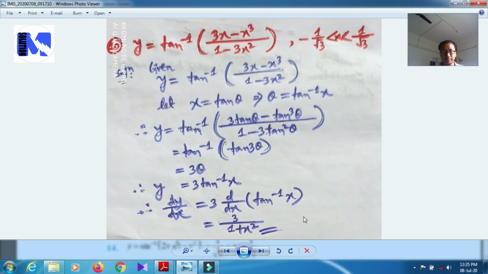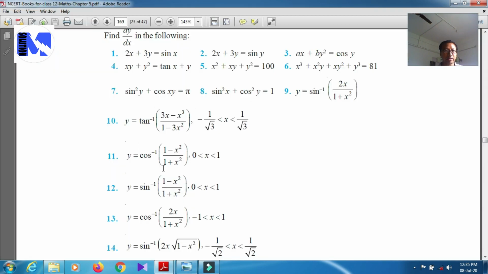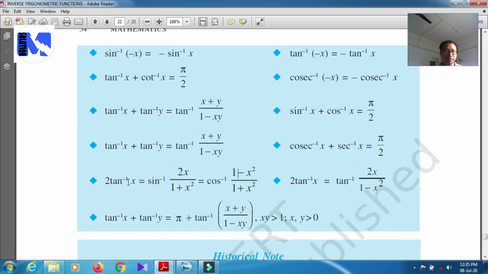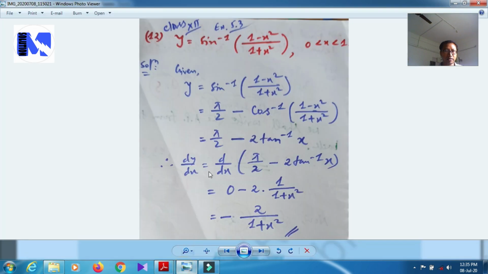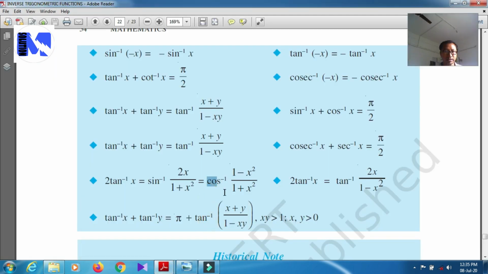Okay, very simple. Next, question number 12. Question number 11 I did not do. We have the formula: cos inverse of this part is equal to 2 tan inverse of x. It is not sin inverse. But the question has this part as sine inverse, and in the identity it is cos inverse. Then we cannot write sine inverse of that part as 2 tan inverse x directly, but can we convert it?